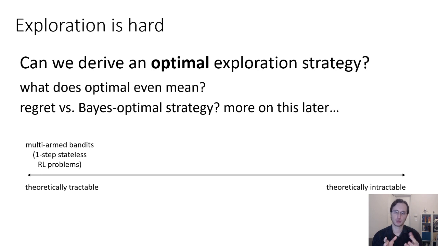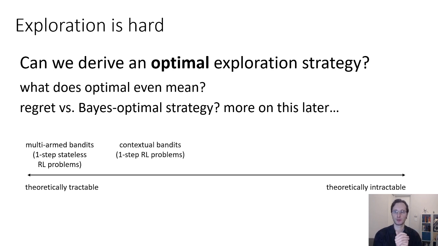So the most theoretically tractable problems are what are called multi-arm bandit problems. You can think of multi-arm bandit problems as one-time step stateless RL problems. So in RL, you have a state and an action, and the action leads to the next state. In a bandit, you only take one action, and then the episode terminates, and there's no state. So you just have to decide on an action. And these are the most theoretically tractable problems because in multi-arm bandits, we can actually understand which exploration strategies are theoretically optimal and which ones are not optimal in terms of their regret versus the Bayes optimal agent.